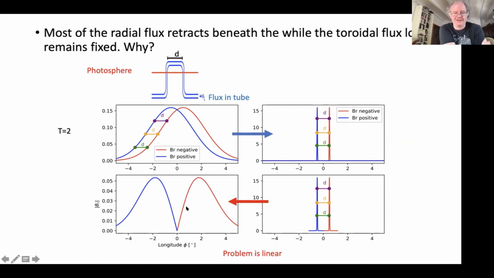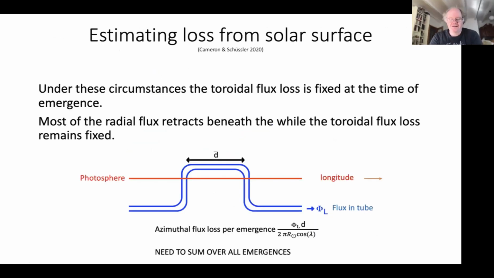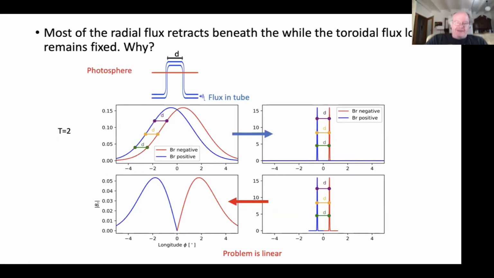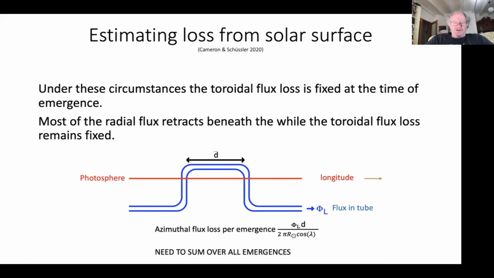You can do this with equations, but this is the sort of physical or graphical background. If you read the paper, we present the argument in terms of the equations, and we do it formally, but the graphical reasoning works. I think this tells it better. Even though all the radial flux has disappeared, the toroidal flux has stayed the same. So if we can measure the toroidal flux at the time of emergence, then we have the amount of toroidal flux lost for all other times.